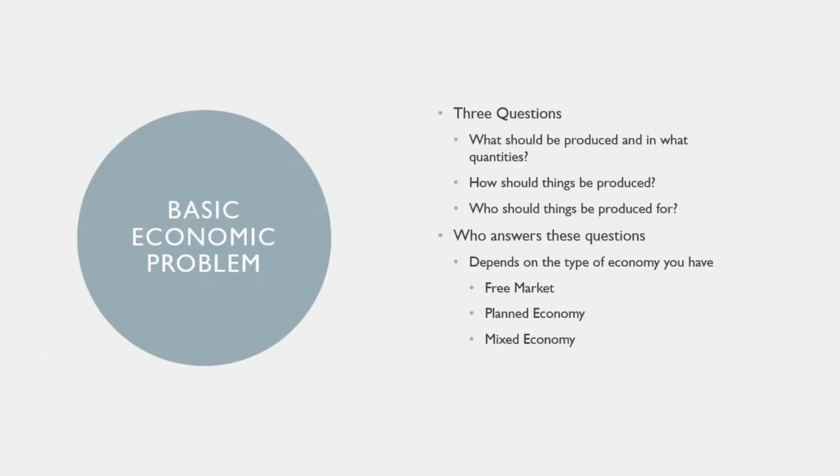The 3 basic economic problems, which are going to lead to different economic systems, are what should be produced, how to produce it, and whom they should be produced for. What to produce, how to produce it, and whom for. Who answers these questions? It really depends on the type of economy you have, whether you have a free market, a planned economy, a mixed economy, or even a traditional economy.